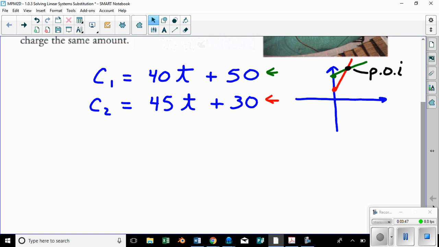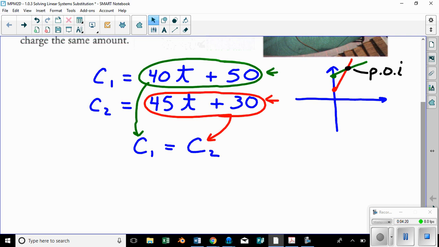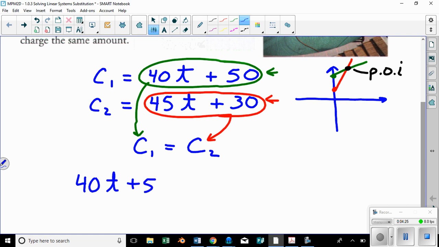So we're going to use what's called the substitution method. And basically the way the substitution method works, and the reason it works, is because at that point of intersection, we can say that the two y values are equal to each other. And that means we can substitute the equation for the first y value, in this case C1, into that side of this equation or statement, and we can substitute this one into C2, and we end up with an equation that we can actually solve for t. So it would look like this: 40t plus 50 is equal to 45t plus 30.